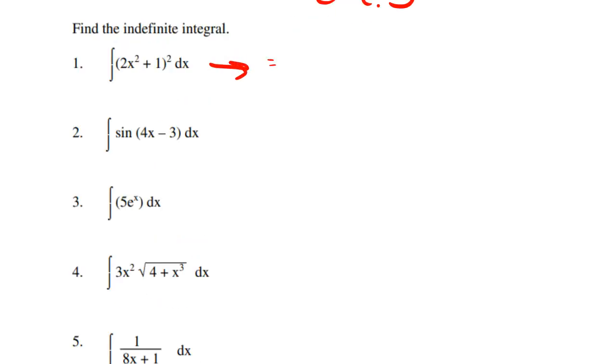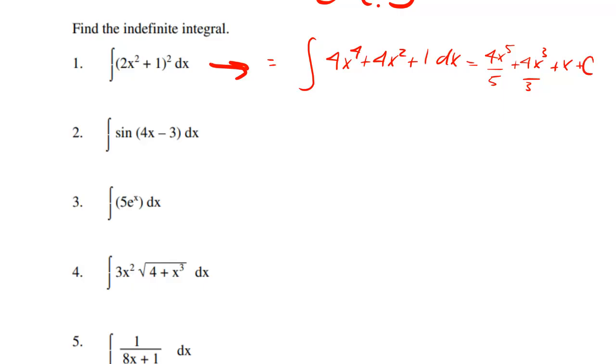So this would be equal to the integral of 4x to the fourth plus 4x squared plus 1 dx. And when you integrate that, you get 4x to the fifth over 5 plus 4x cubed over 3 plus x plus an arbitrary constant c.